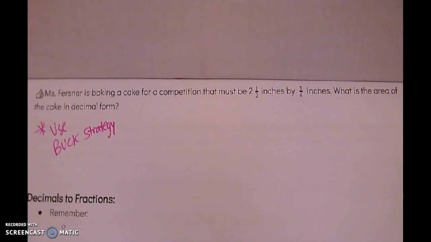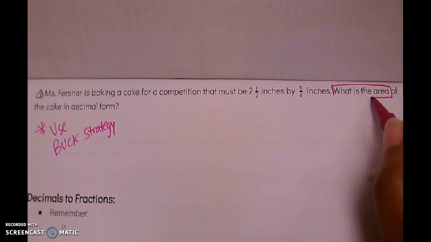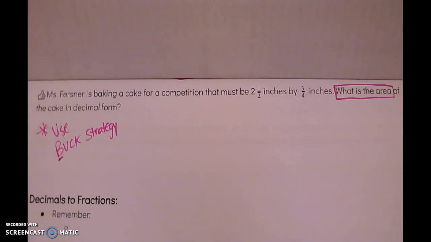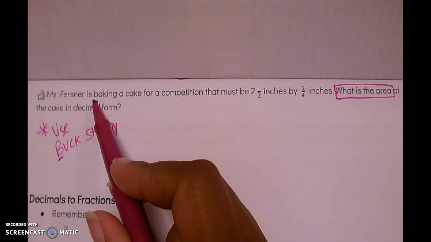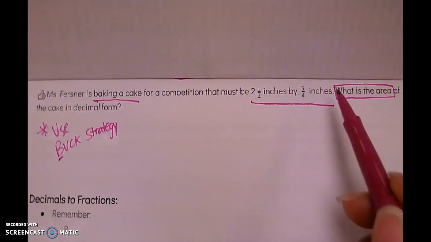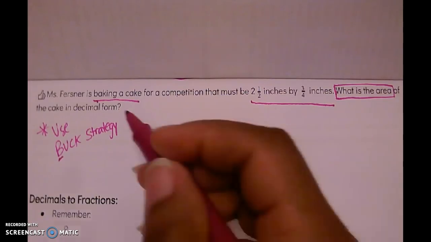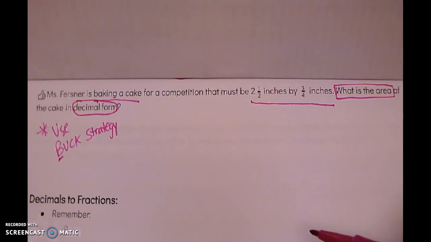Okay? So the first thing I'm going to do in my buck strategy is box the question. What is the area of the cake is my question. Next, I'm going to underline any important information. The first thing that's important is that we're talking about baking a cake, and these are the dimensions of the cake. The next thing that I'm going to do is circle any important information. I need to know that my answer has to be in decimal form, and that I'm going to have to find the area. That's important.